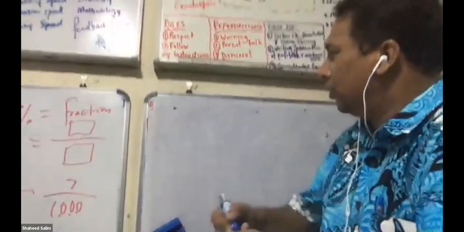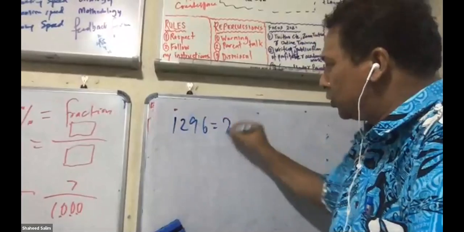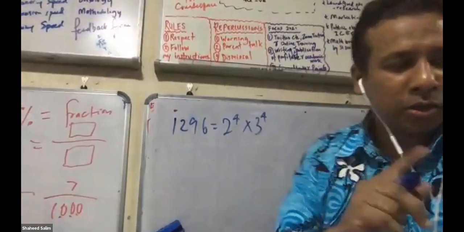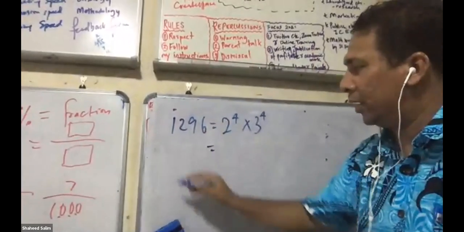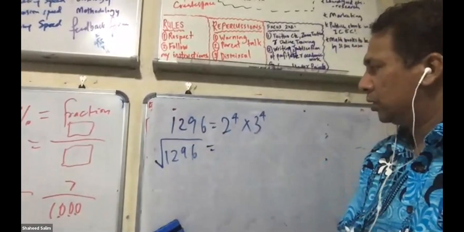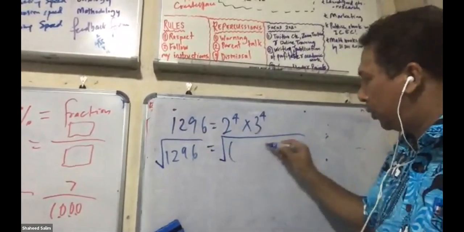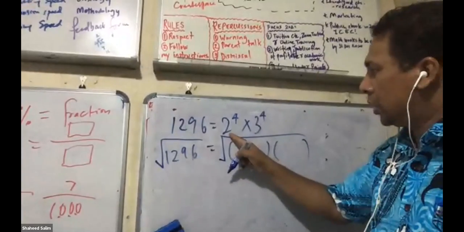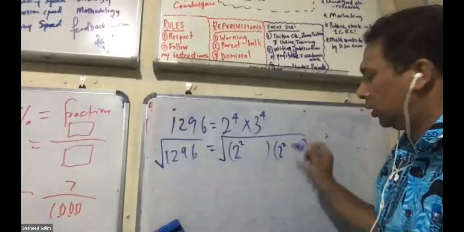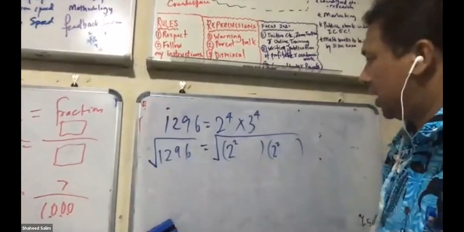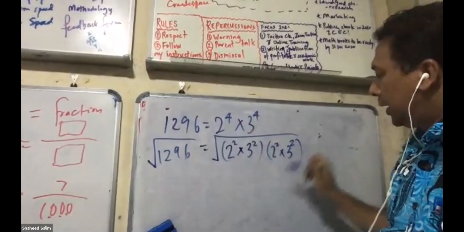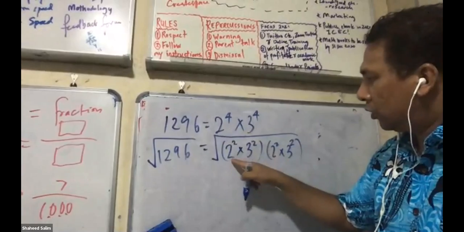Now 1296 is equal to 2 to the power of 4 times 3 to the power of 4, correct? So in order to square root it, we try to put it into two groups. I put 2 to the power of 2 here and 2 to the power of 2 here. You want the exact number times itself. Then 3 to the power of 2 times 3 to the power of 2.